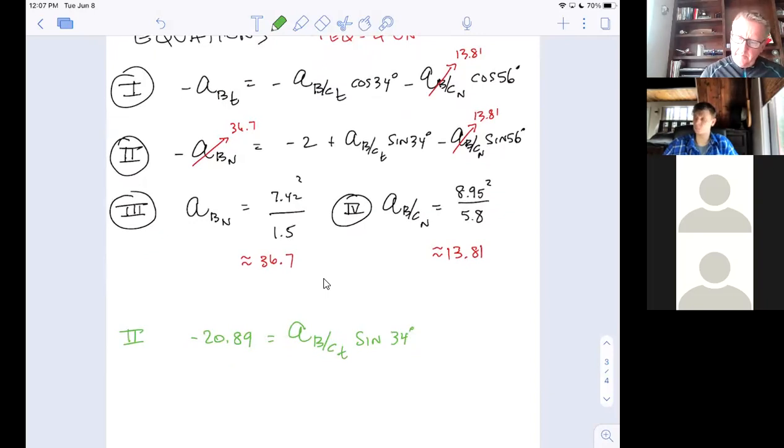Oh yeah, I never multiplied by the sine of 56 over here, so I gotta redo that. So negative 36.7, I can add 2, but then I've got to add 13.81 times the cosine of 56, which is a very different number. So I get negative 26.98 here instead. And then I need to divide by the sine of 34.